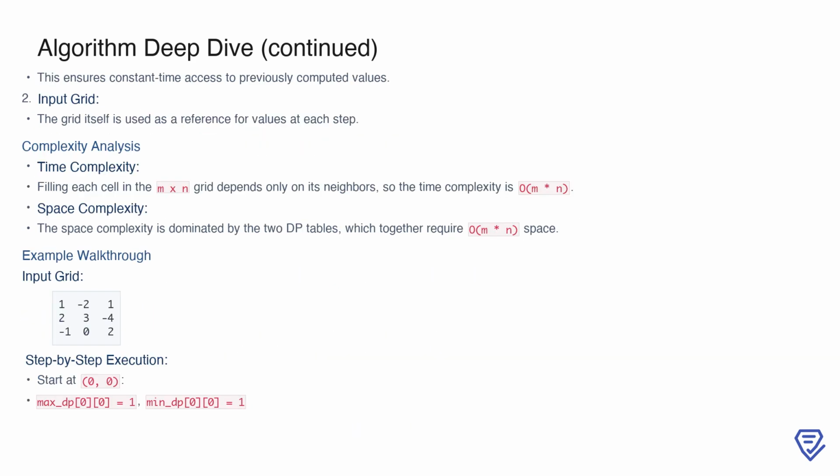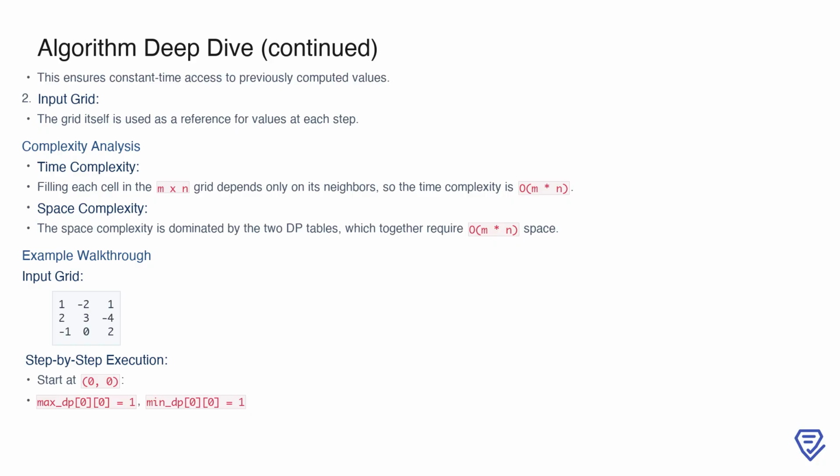To implement this efficiently, we rely on two key data structures, the max_dp and min_dp tables, which are 2D arrays that store intermediate results for each cell. These tables allow us to access previously computed values in constant time, making the algorithm very efficient. The grid itself serves as a reference for the values at each step.